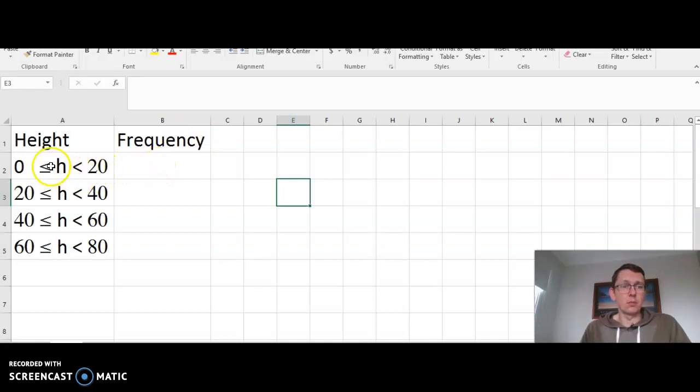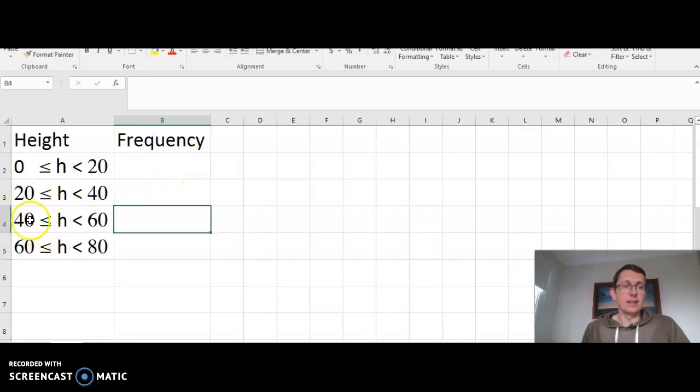So let's look at what's happening with the height. People in this category would be, well, 0 height, which is near impossible, but we're going to include it anyway, up to not including 20, which makes sense if we then needed to transfer these class intervals into a histogram. This one here is saying that these people include someone who's 20 centimeters tall up to 40.